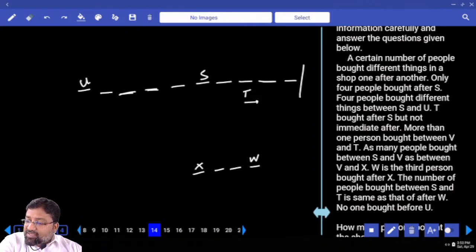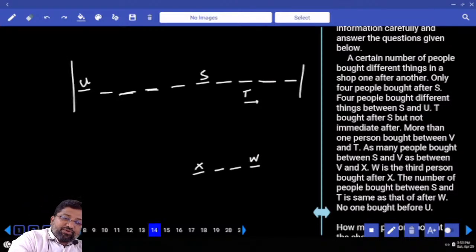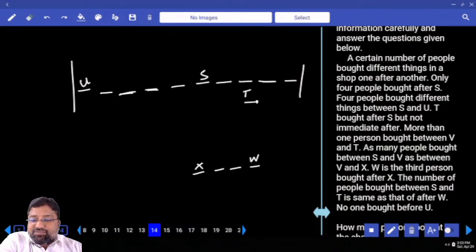Next line. The number of persons bought between S and T is same as after W. After W. No one bought before you. You are done with this. Yes. So now we don't have any other possibility. We have to look after S, V and X. From X I'll fix W.